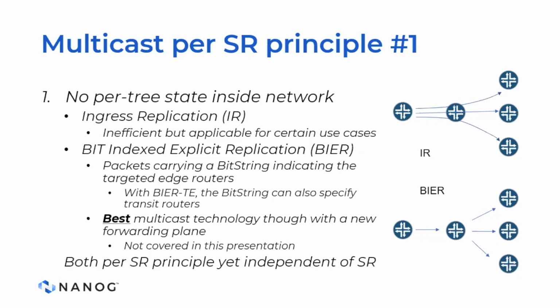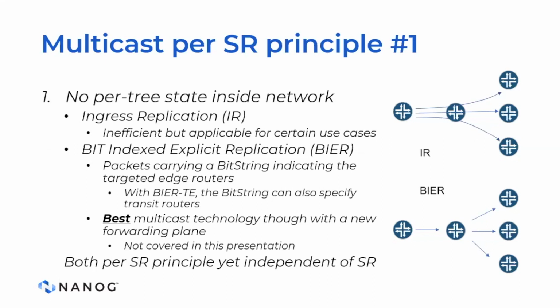Now, apply that to multicast. For the first one, no per tree state inside the network, there are two options. The first one is ingress replication, which has been used for a long time, actually. As indicated in the upper right picture, the ingress router will send multiple copies to individual edge receivers. Obviously, this does not have efficient replication inside the network, but it does not incur per tree state inside the network. It works for some use cases.